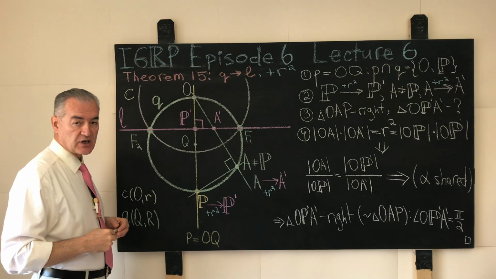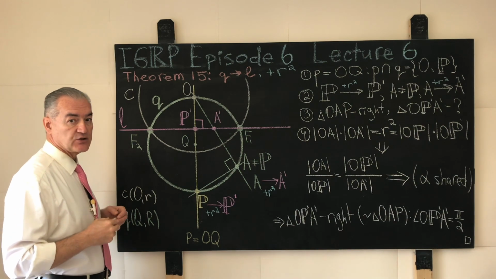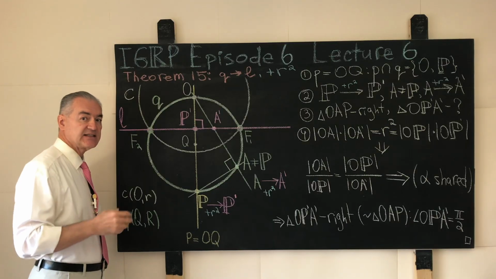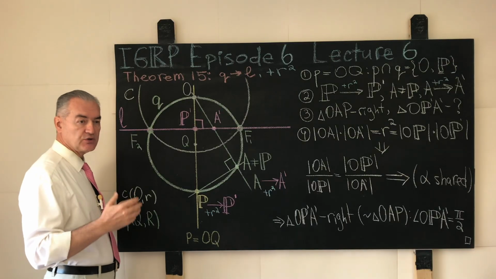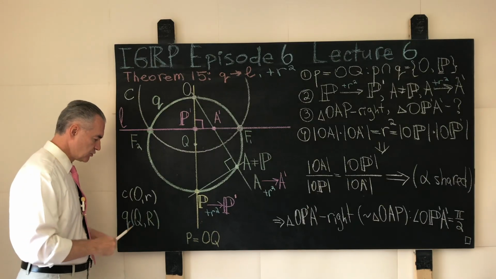First, we construct the line of centers. What is the line of centers? The line of centers is a unique straight line that passes through two distinct centers of two distinct circles. And in our case, this is precisely what we have.